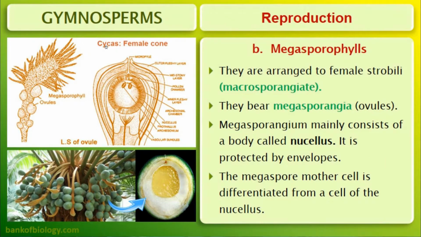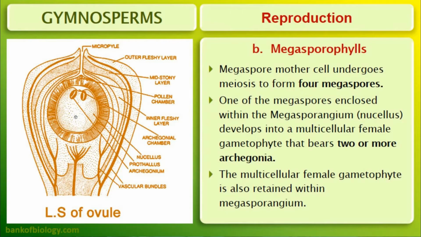The female cone is made of megasporophylls, and they are arranged in the female strobili. They bear the megasporangia or the ovules, and the megasporangium mainly consists of a body called the nucellus, which is protected by the envelopes. The megaspore mother cell is differentiated from a cell of the nucellus. It undergoes meiosis and produces 4 megaspores. One of the megaspores, enclosed within the megasporangium, that is the nucellus, develops into the multicellular female gametophyte, which will bear 2 or more archegonia. The multicellular female gametophyte is also retained within the megasporangium.